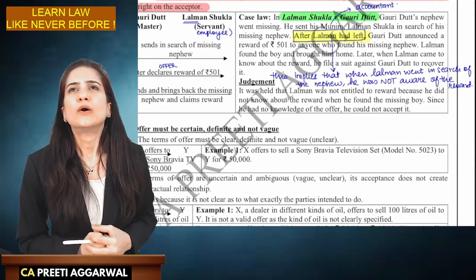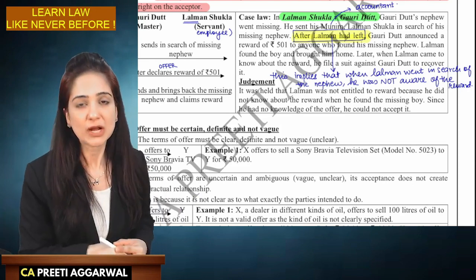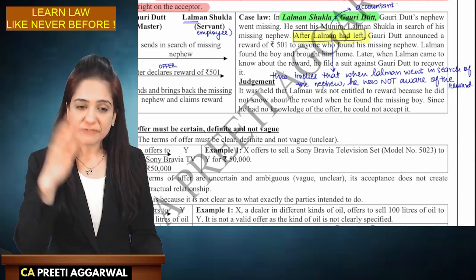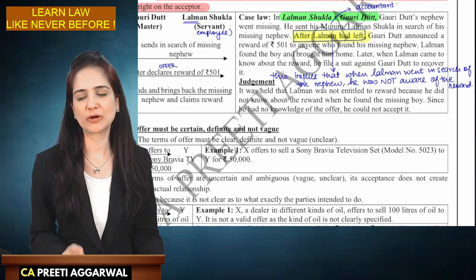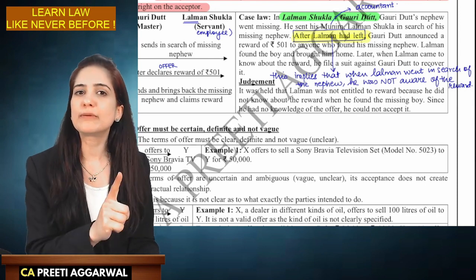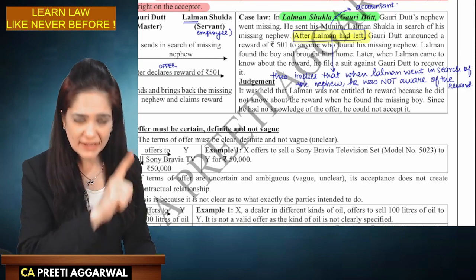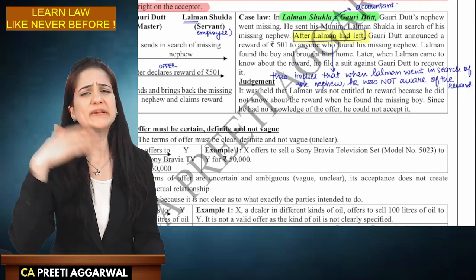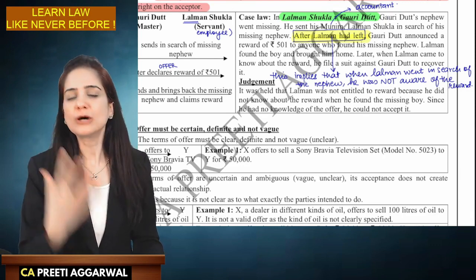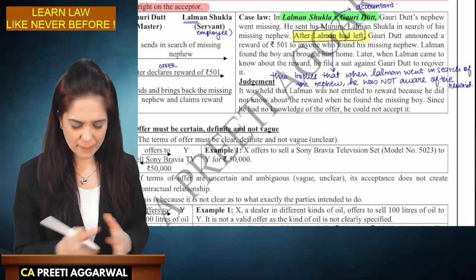Ma'am, what if while he was finding the nephew, he came to know about the reward? Because the reward was declared after Lalman left. So before he found the nephew, he knew about the reward. Even then, he is not entitled to claim the reward. Reason? You should know about the offer of the reward when you went in search of the nephew. Like we will be discussing later, in the case of the finder of goods, you should know about the reward when you find the goods. Similarly, we apply that logic here also.